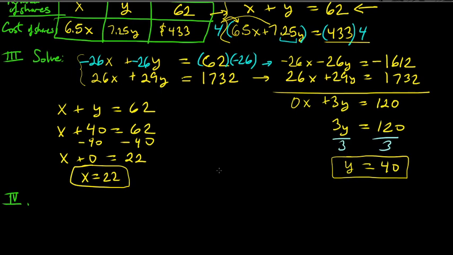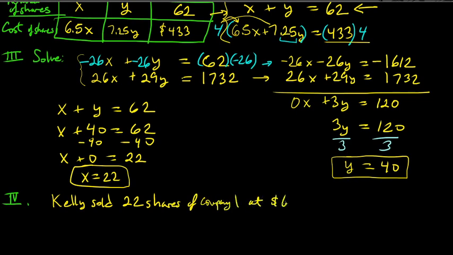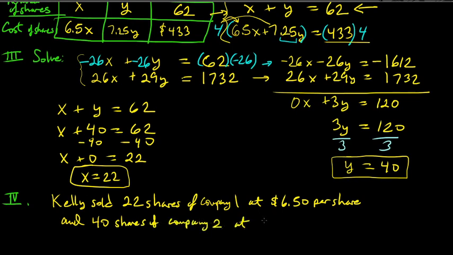So Kelly sold 22 shares of company 1 at $6.50 a share. And 40 shares of company 2 at $7.25 per share.